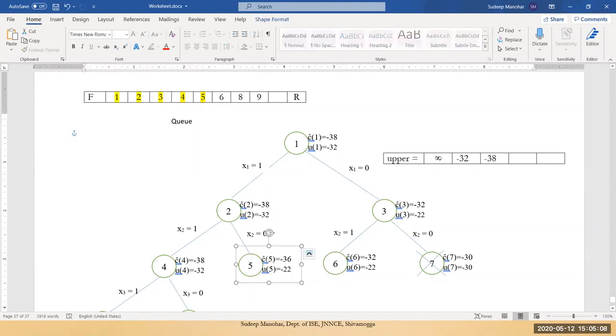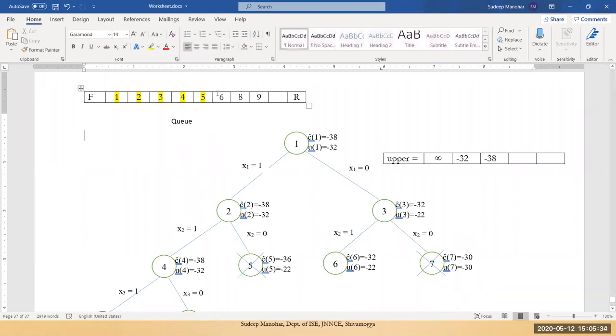Now check its c value. Whether c of 5 is greater than upper. Yes, minus 36 is greater than upper. Therefore, it can be killed. You are choosing that node to be the E node, so before that, you check whether it satisfies the condition. It doesn't satisfy, therefore kill that node.